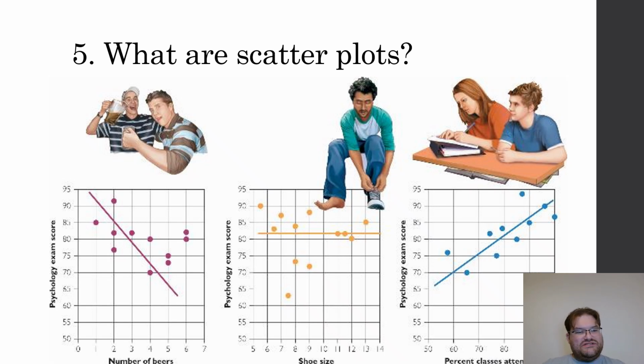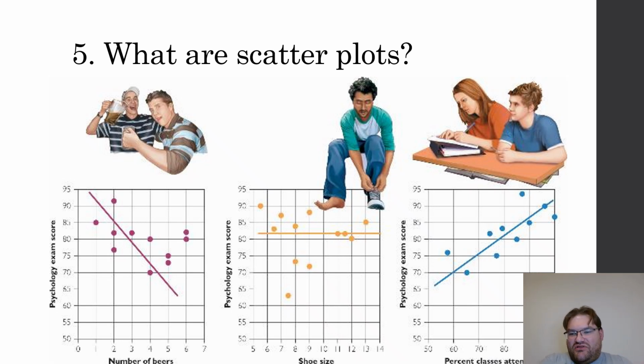On the left-hand side here, we have 2 gentlemen who look like they're enjoying drinks of some kind. And what you can see on the vertical axis are student scores, psychology exam scores. Okay, and they range from like 50 to 95 there. And then on the horizontal axis, you can see the number of beers consumed, either before the exam or the night before. And what we can see here is a negative correlation. And this one looks decently high. So for the sake of argument, I'm just making this number up, but a strong association in the negative direction. Let's say it's negative 0.7.